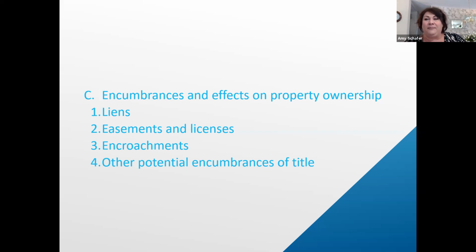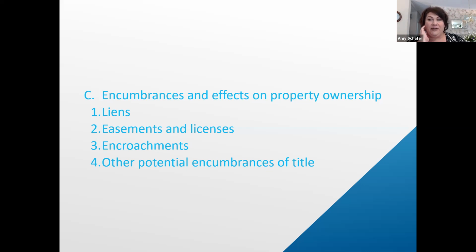Encroachments. This is going to be when someone else's property creeps over onto yours. So maybe we have a fence that was put up. What we thought was on the lot line or on the neighbor's side, they accidentally, maybe purposely, but we'll go with the positive, accidentally put it onto your lot line. This is an encroachment, meaning someone else's property has creeped over onto yours.